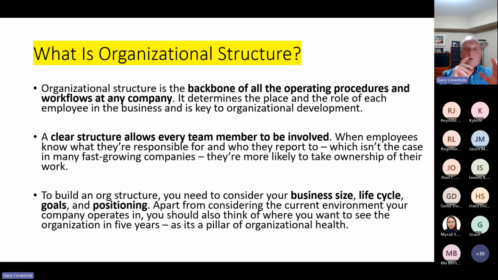And where you start is the business side. So the bigger the business, the more complex that structure is going to be. The smaller the business, the more simple. And chances are, the smaller the business, when I talk about simple, we're going to have a large span of control, right?